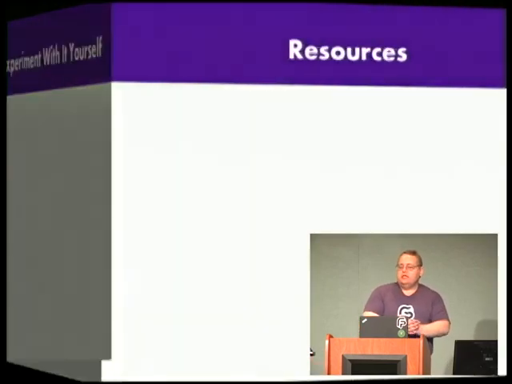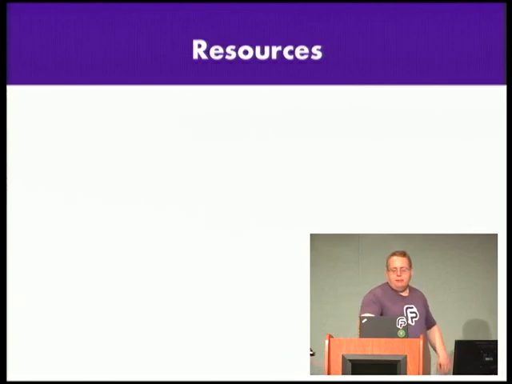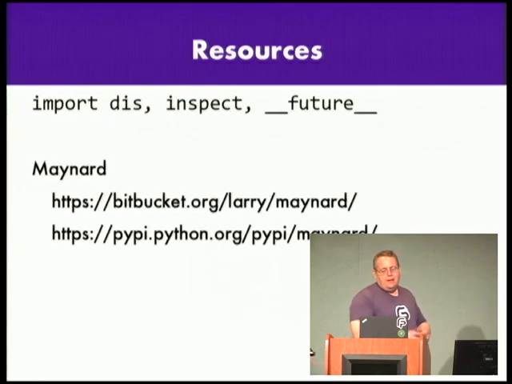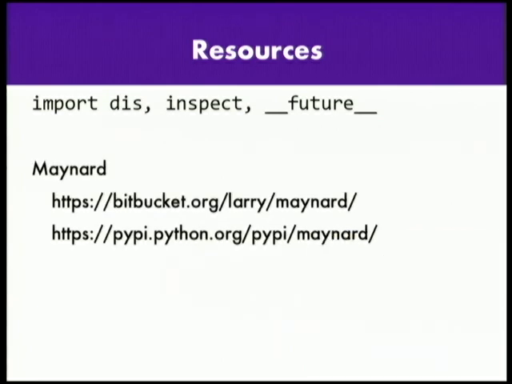Finally, resources, in case you want to follow up on this stuff, you will want to import dis, inspect, and future. The dis module has documentation for all of the different bytecodes, but it doesn't show you the stack effects. So I think it's not useless, but it's next to useless. It can see useless from here. There's Maynard itself. That top URL is now active. I pushed that from the stage. The bottom one is not active yet, but I've registered the name on PyPI.